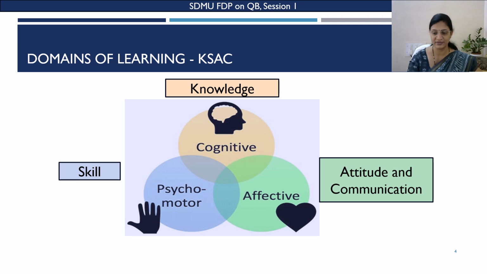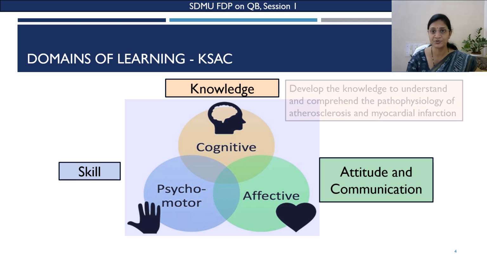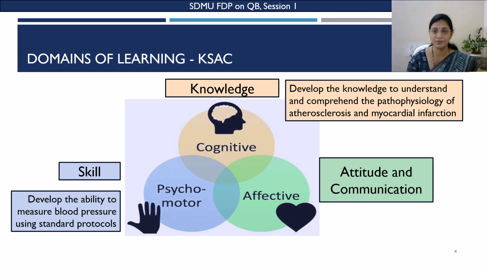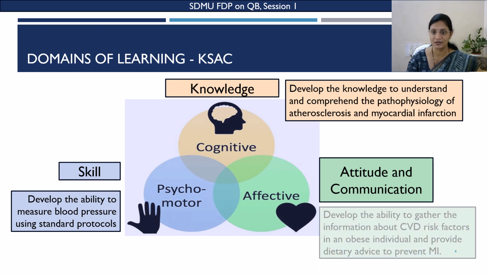Cognitive domain is basically the development of the knowledge base. For example, developing the knowledge to understand and comprehend the pathophysiology of atherosclerosis and myocardial infarction. So we are developing knowledge by studying various subjects across MBBS phase 1, phase 2 or phase 3. Similarly, the psychomotor skills have to be developed, for example, in this case to develop the ability to measure blood pressure using standard protocols. Attitude and communication is equally important.